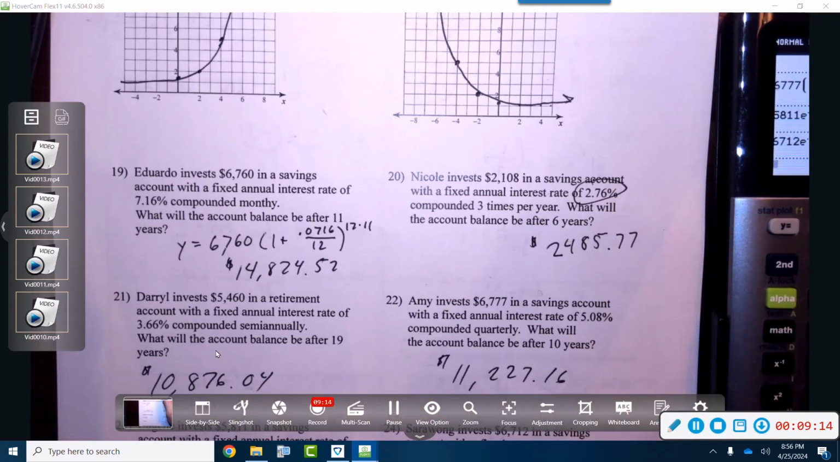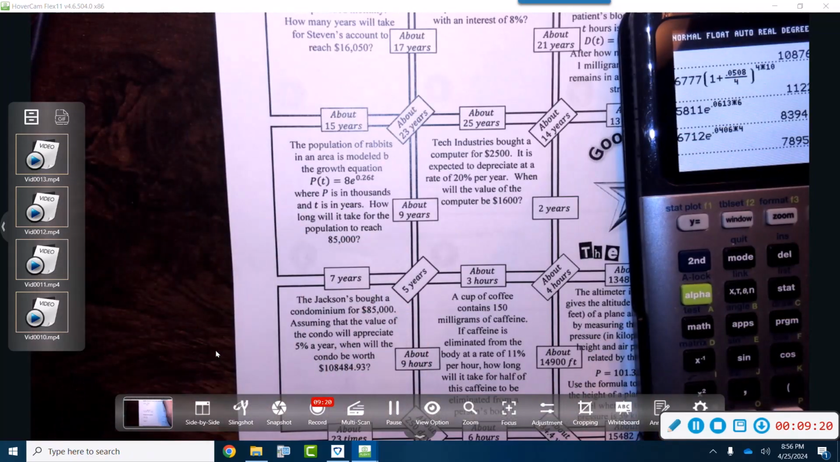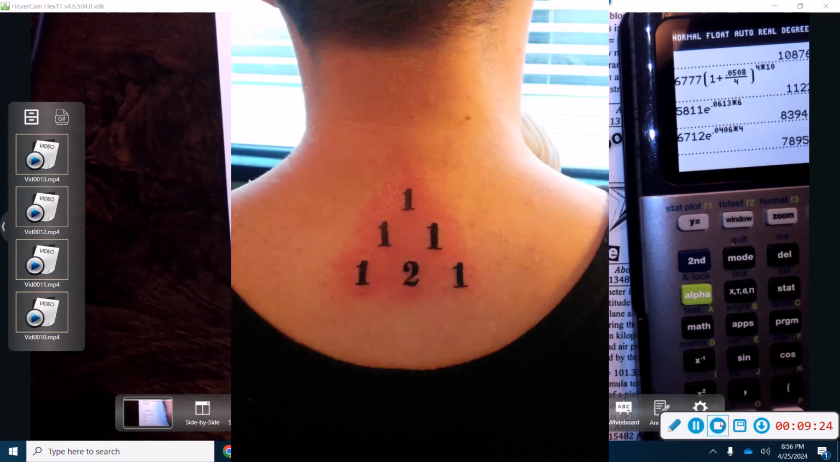All right, so again, these are all calculator problems. So we'll do this tomorrow. At least for me, you will not see it as tomorrow.